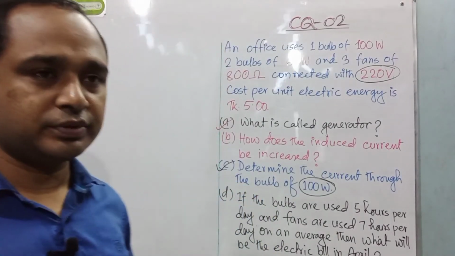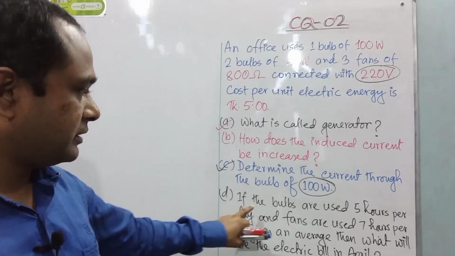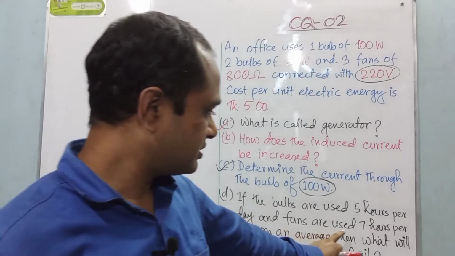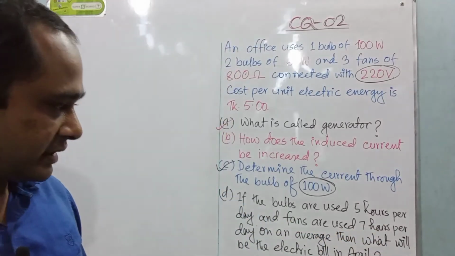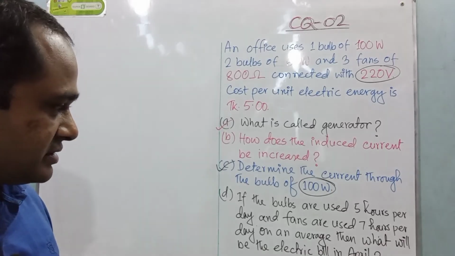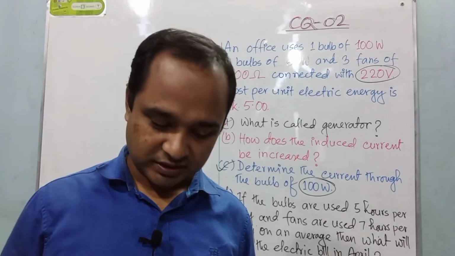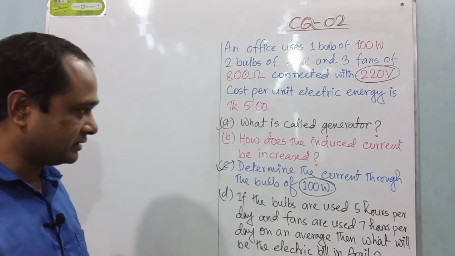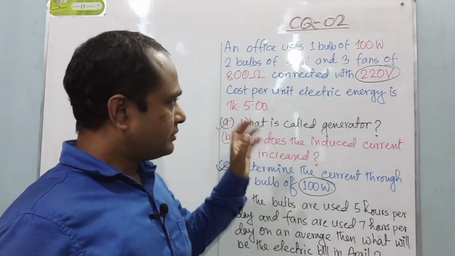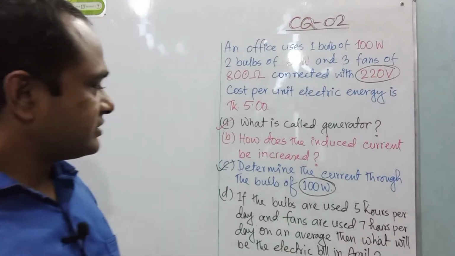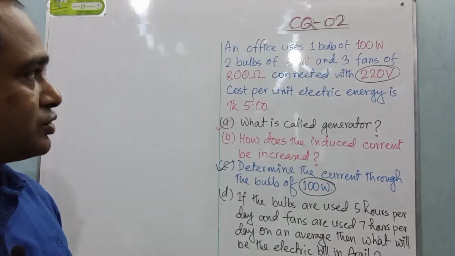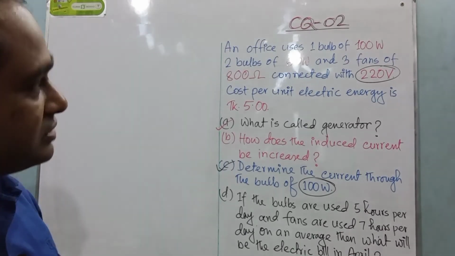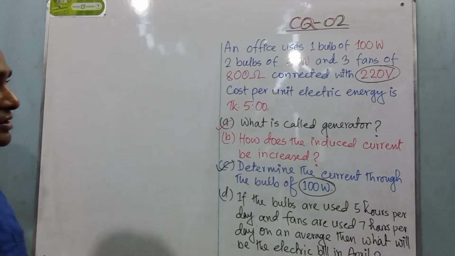Now we are going to solve our last question, that is, if the bulbs are used 5 hours per day and fans are used 7 hours per day on an average, then what will be the electric bill in the month of April, right? Dear students, now we are going to calculate the electric bill for the month of April. Here two types of appliances are used. First, they are using bulbs of two categories. One is 100 watt and two bulbs are 60 watt. Then they are using three fans of 800 ohm.